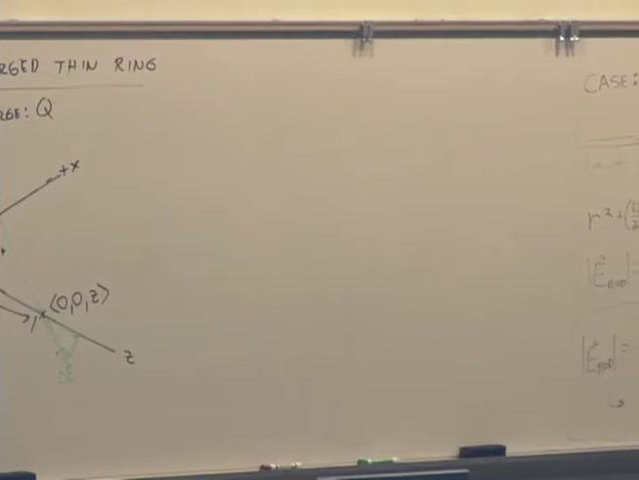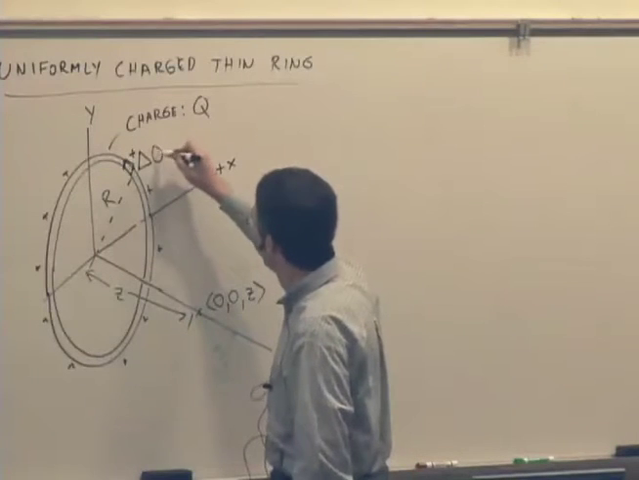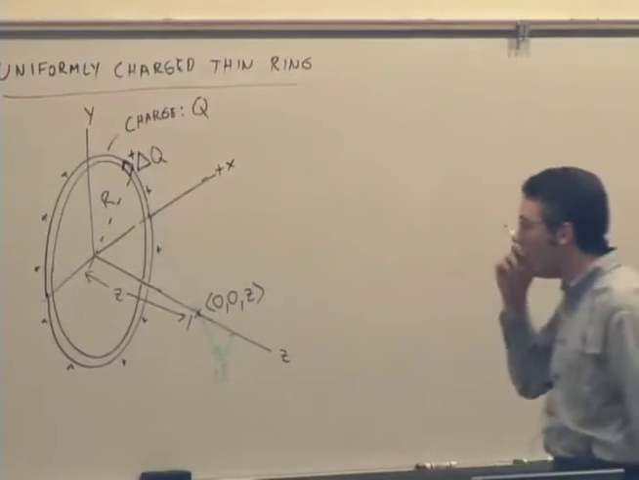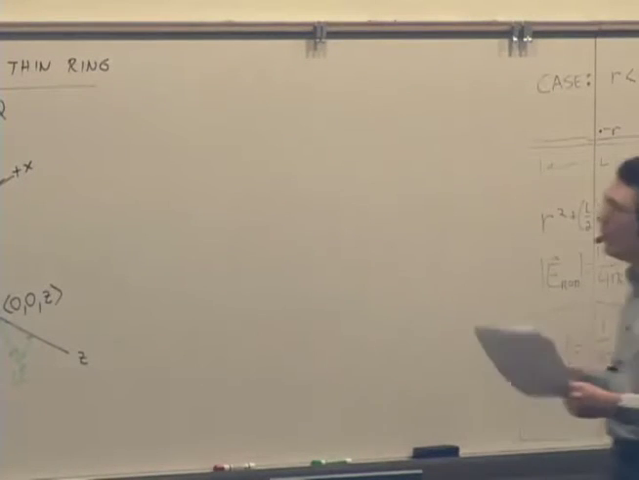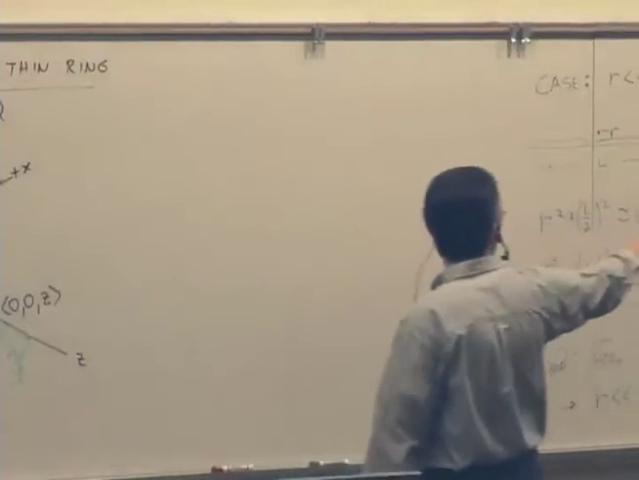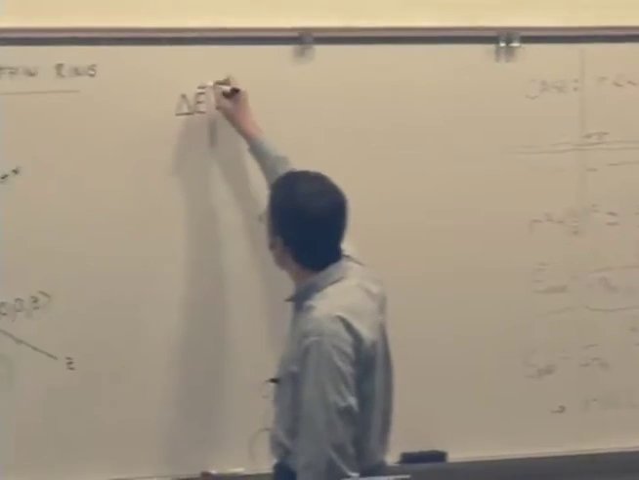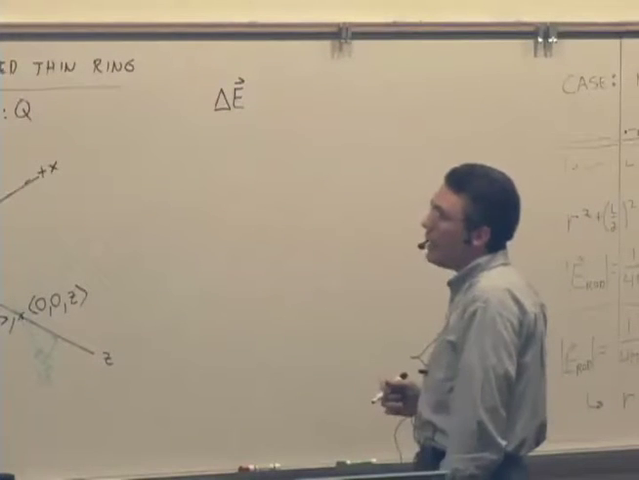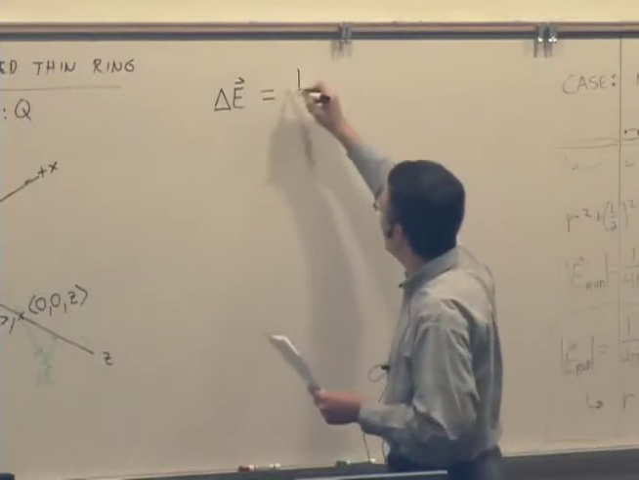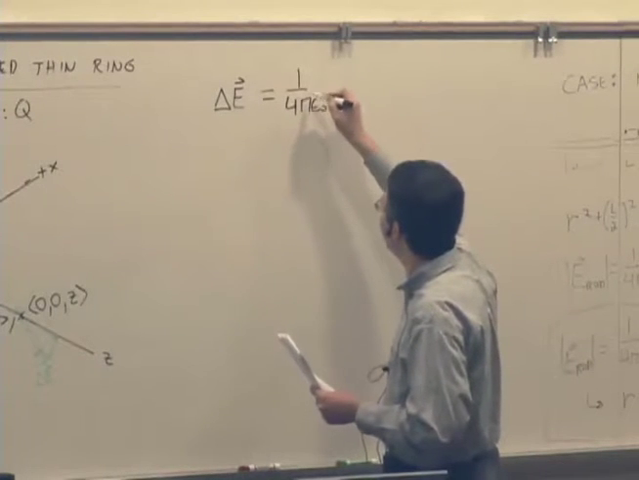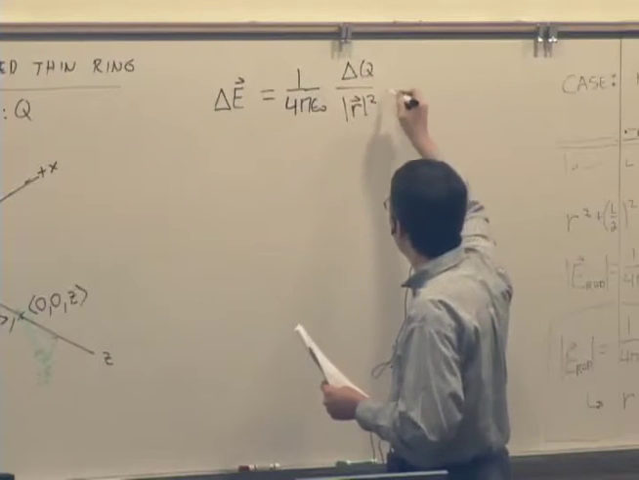We say that we want to break this up into little point charges, each with a charge of delta Q. And then we're going to write an expression for the electric field of one piece. Well, the electric field is going to be 1 over 4 pi epsilon 0 delta Q over little r squared times r hat.